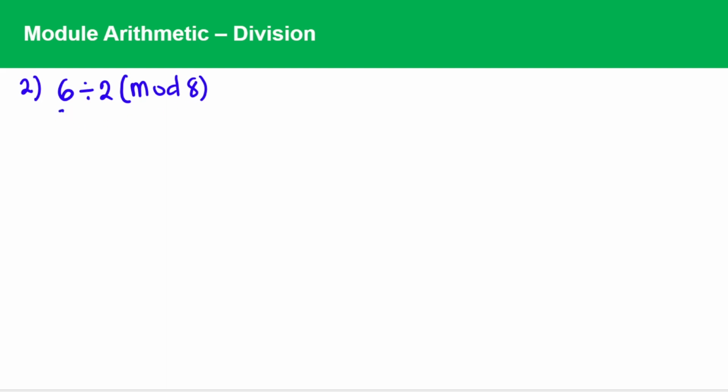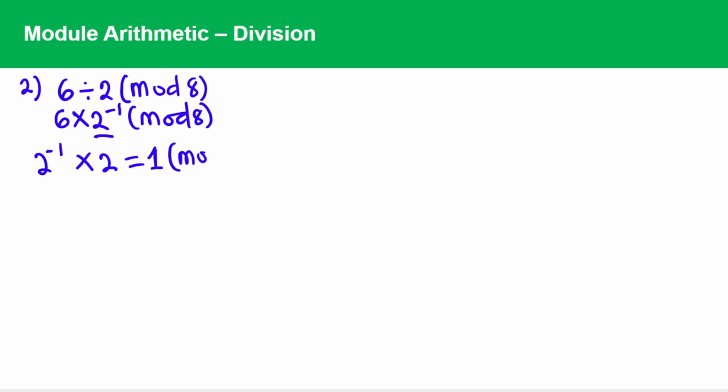Now let's see, using the multiplicative inverse method, the first thing is to write this in multiplication form. So this will be 6 times 2 to the power of minus 1 in mod 8. The next step will be to look for the multiplicative inverse of 2 to the power of minus 1, and that's a number that will multiply 2 to the power of minus 1 in mod 8 to give us 1 mod 8. So let's see if we will get such a number.